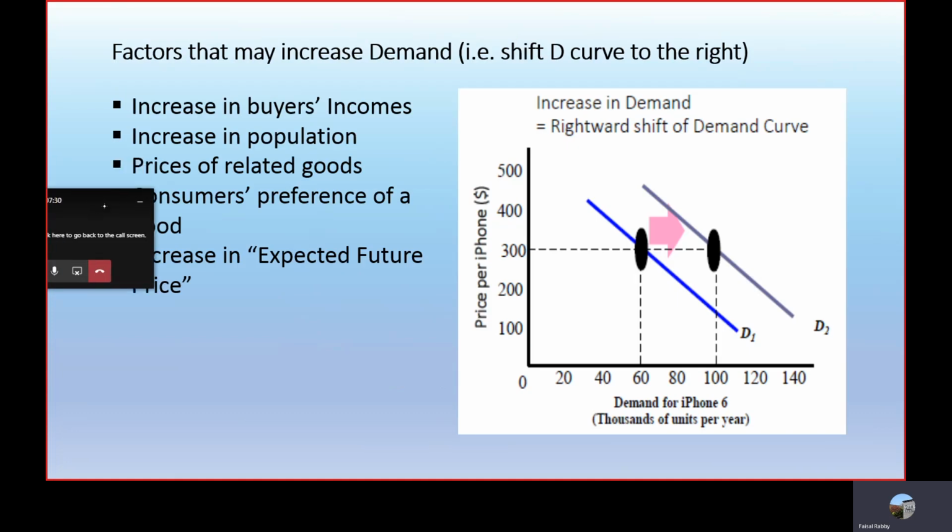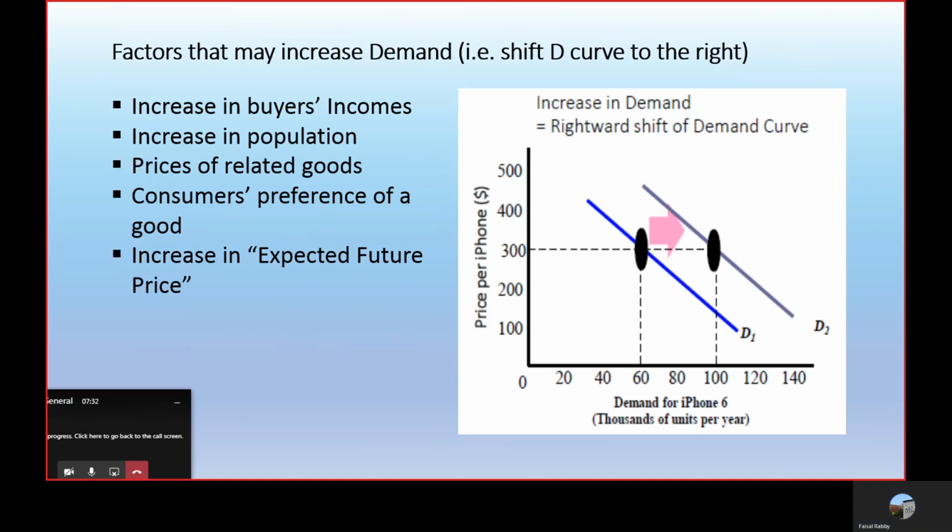Now let's take a look at a list of non-price factors that can increase demand. Well, we already mentioned if potential buyers' income increases, then we might have more demand for this good at any given price. If we have more people, let's say due to a sudden influx of a lot of immigrants, more immigrants will need more products, so demand will increase.